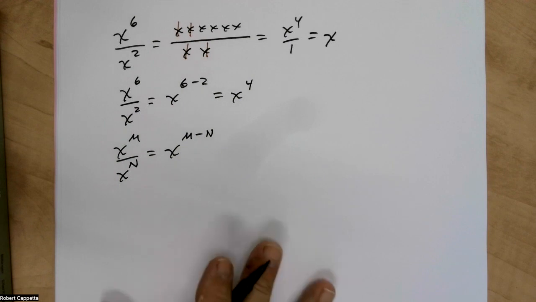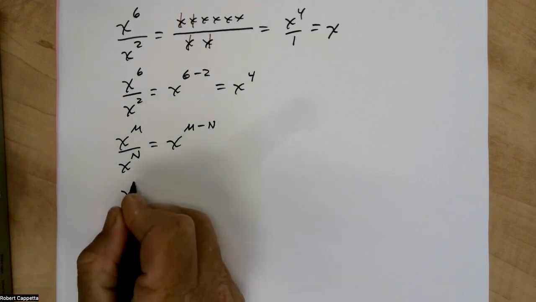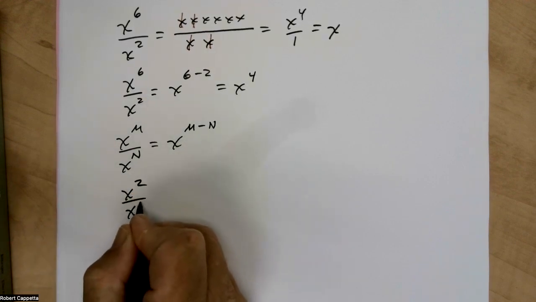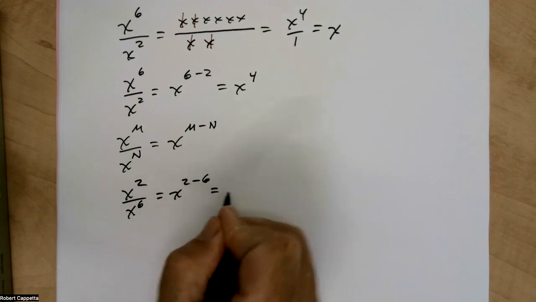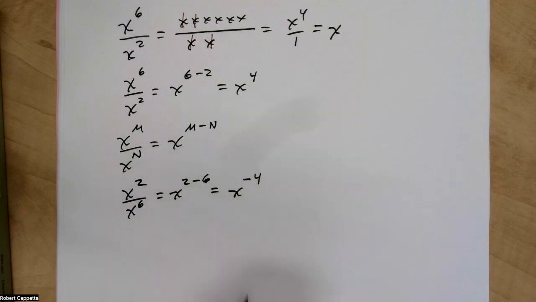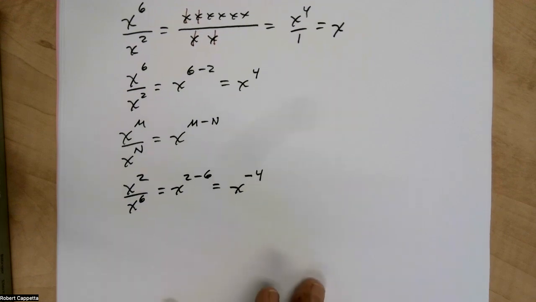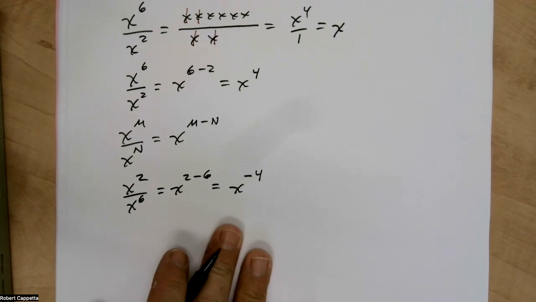But if I flip that, if I have x to the 2 over x to the sixth, using that rule, that would be x to the 2 minus 6, which is x to the negative 4. So what does x to the negative 4 mean? What does the negative exponent mean?